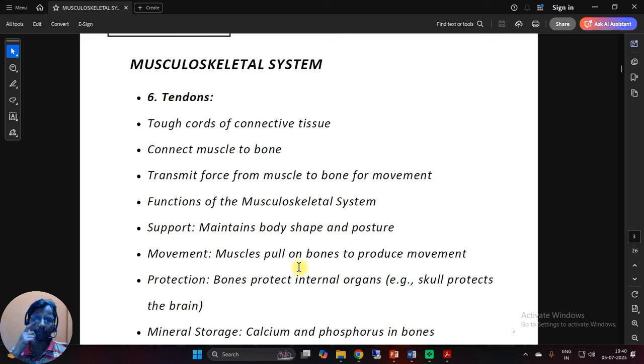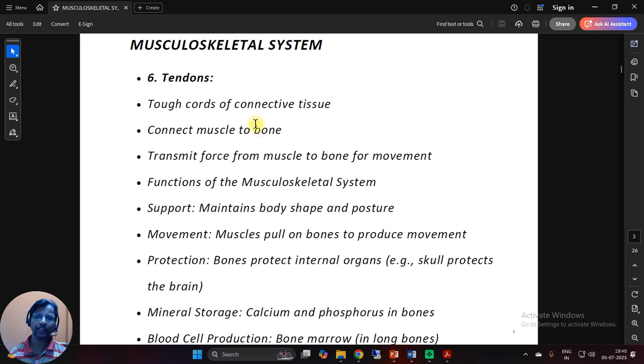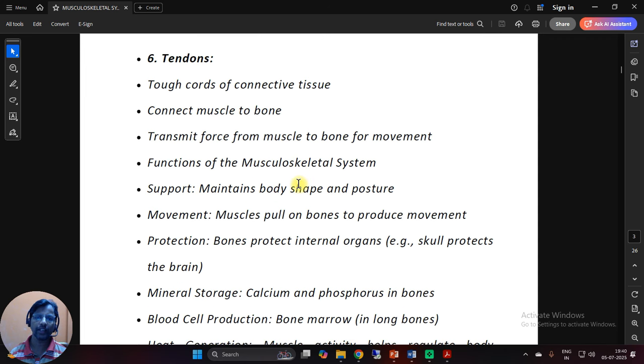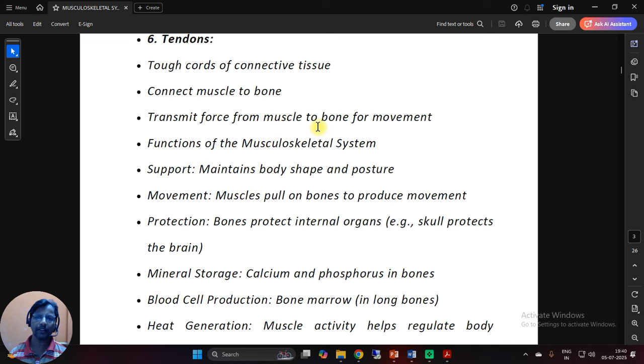Next one is tendons. Tendons are among the most important concepts in the musculoskeletal system. What are tendons? They are tough parts of connective tissue. Basically, tendons are also connective tissues, and they connect muscle to bone. Remember: bone to bone, ligaments; muscle to bone, tendons. They transmit force from muscle to bone for movement.